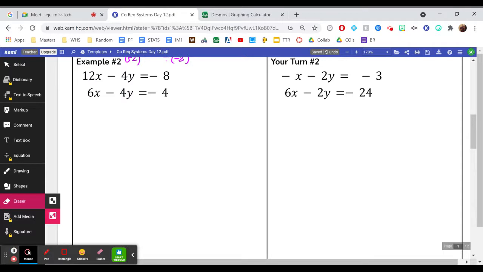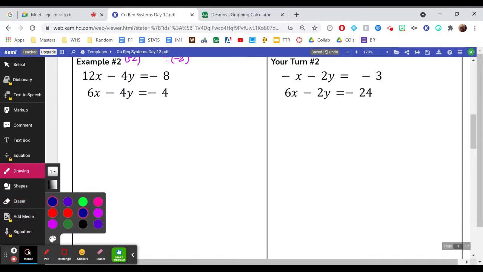In example number 2, we have equation 1: 12x minus 4y is equal to -8. And equation 2: 6x minus 4y equals -4. On this one, again, I'm going to multiply the top equation by -1, since I don't have any zero pairs. That's the only way to make myself some zero pairs.